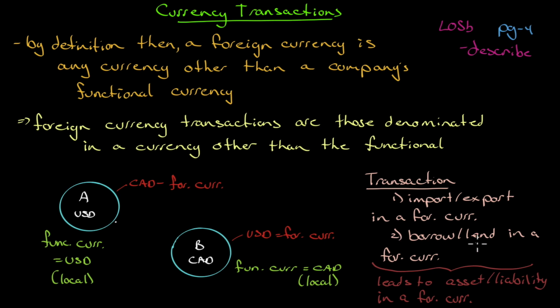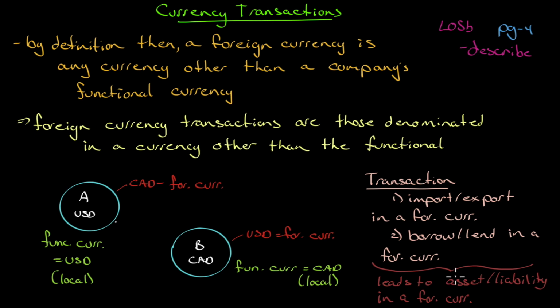Or we can borrow or lend in a foreign currency. So perhaps A is going to borrow in Canadian dollars for some reason. Well, it may have all sorts of reasons why it would want to do that. It might borrow in Canadian dollars. Perhaps it's buying a subsidiary in Canada and wants to pay Canadian dollars, and is going to hold the debt at the parent level. Then that would also be considered a foreign currency transaction. Any of these two leads to an asset or liability in a foreign currency.